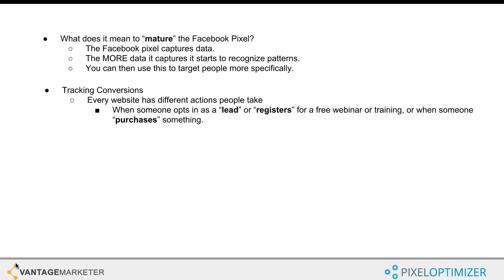I want to talk about tracking conversions. Every website has different actions that people take. When someone opts in as a lead to download a free ebook or a free guide, or registers for something like a webinar or a training, or most simply, when someone purchases something, these are actions that someone takes on a website, and we call those, as marketers, conversions.